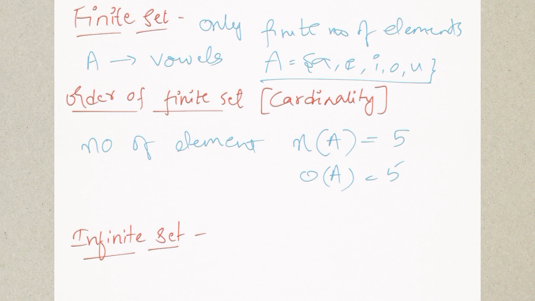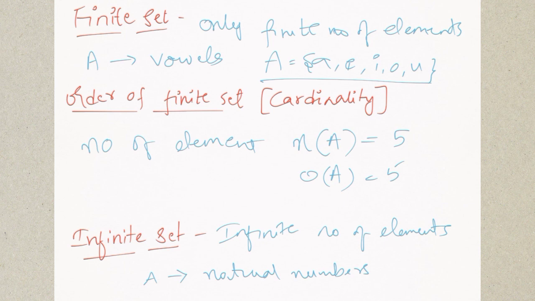So that's how. Next, infinite set. Again, by the name we can understand, it has an infinite number of elements. So for example, consider set A which is the set of all natural numbers. There are many natural numbers, right? So this is an infinite set. Clear?